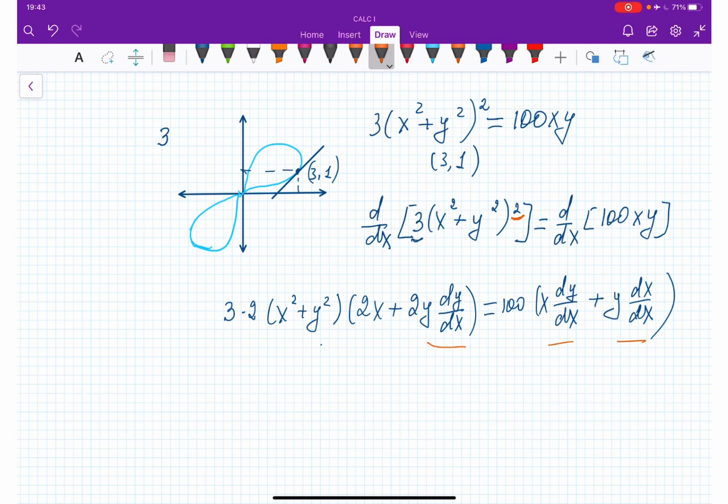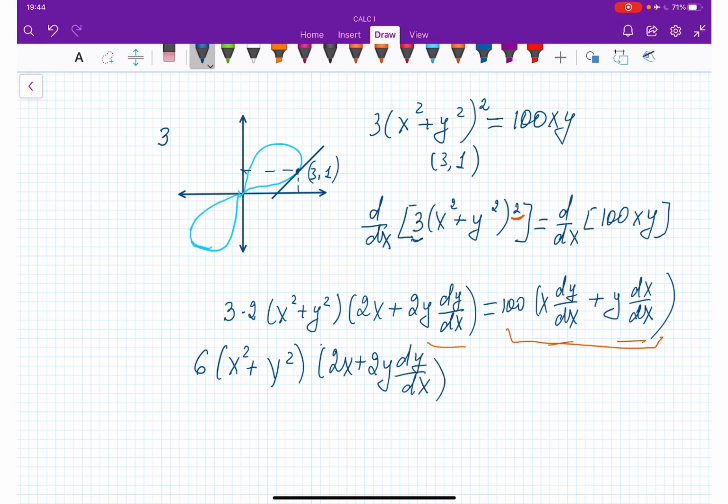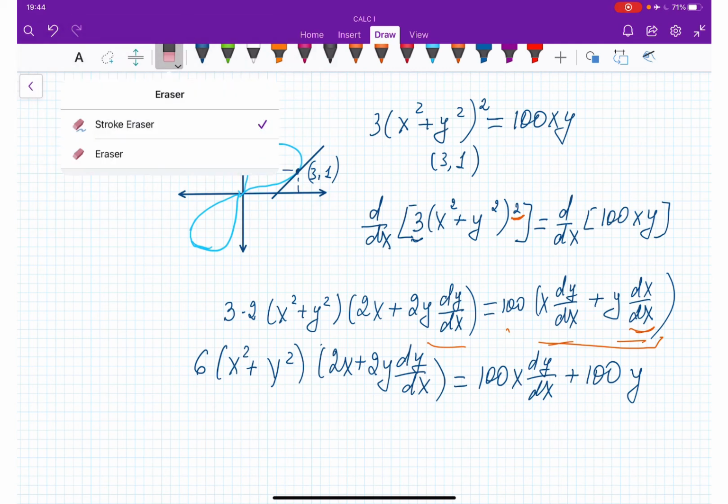I'm going to open this parenthesis here. It's going to be 6 times (x squared plus y squared)(2x plus 2y dy by dx) is equal to 100x dy by dx plus 100y, and dx by dx is 1, right? It's right here. So it's going to be plus 100y. Okay.